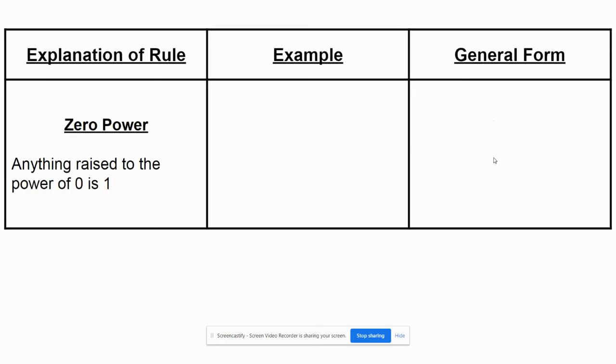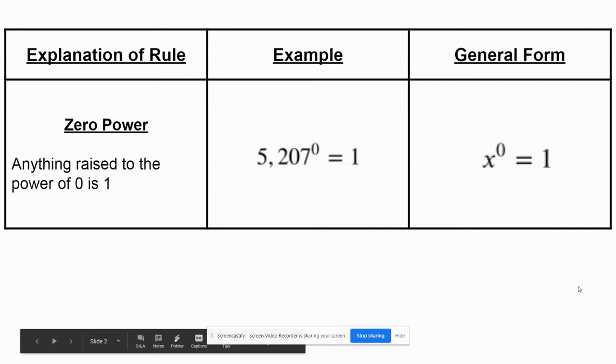So the first rule is the 0 power rule. So anything that's raised to the power of 0 is 1. For example, if I have 5,207 raised to the power of 0, it's 1, no matter what. So any number x raised to the power of 0 is equal to 1.